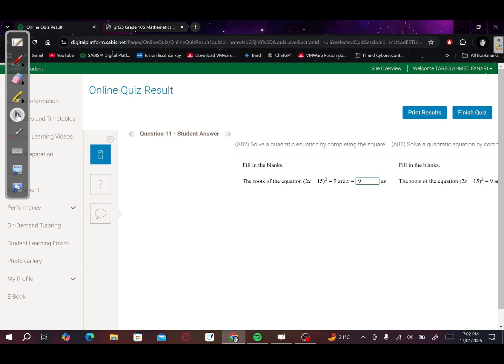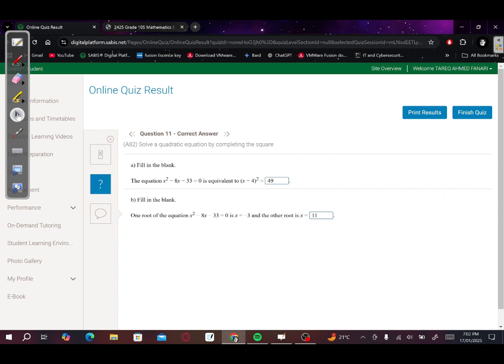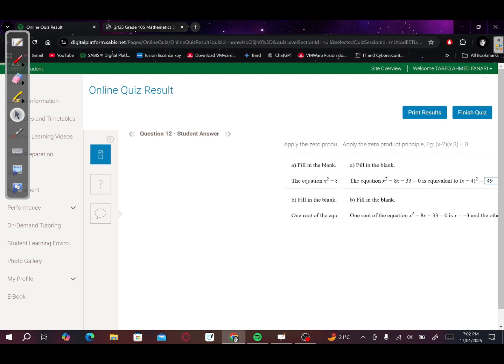Question 11. I solved this in a previous one. I solved this whole question in another one, so I'm going to skip it. Question 12.